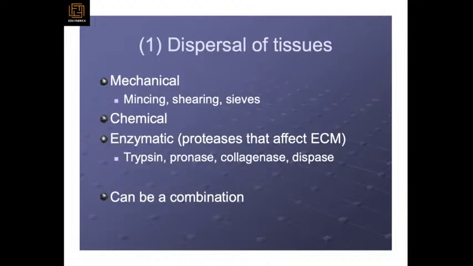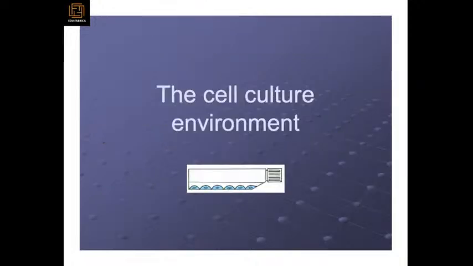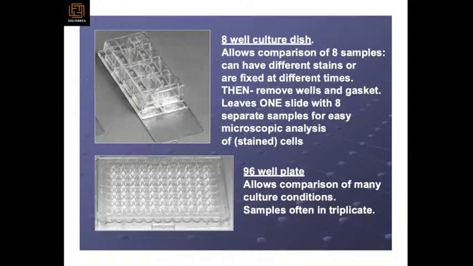We can disperse our tissues by mechanical, chemical, and enzymatic methods. Mechanical is the mincing with shear scissors. The enzymatic methods use trypsin, pronase, collagenase, dispase, which can be a combination of both. And the cell culture environment could be an 8-well or 96-well plate culture, which allows a comparison of many culture condition samples, often in triplicates. In 8-well culture also, you can do experiments in triplicates in order to verify your results.